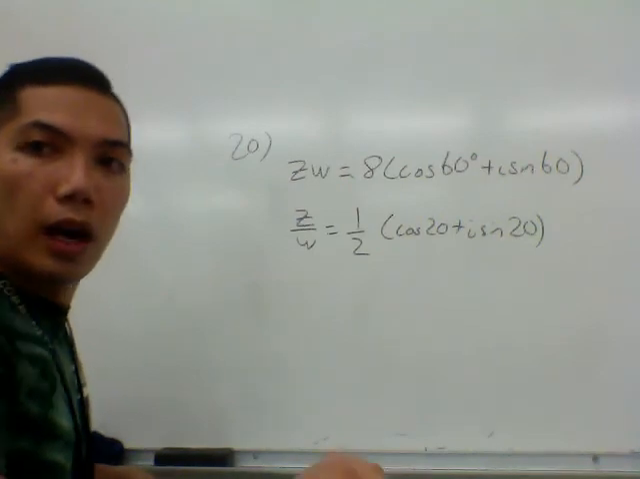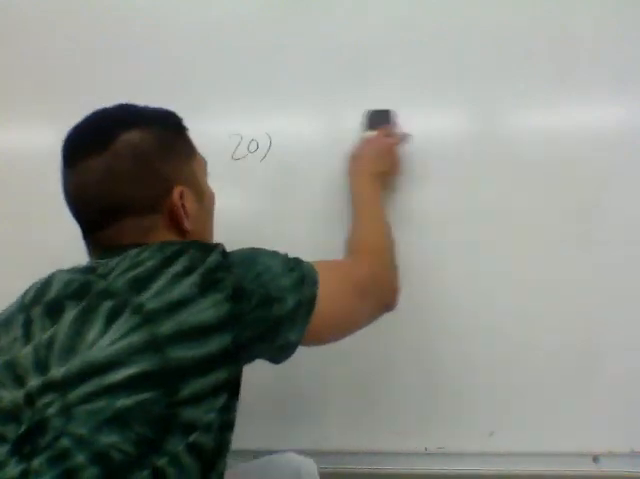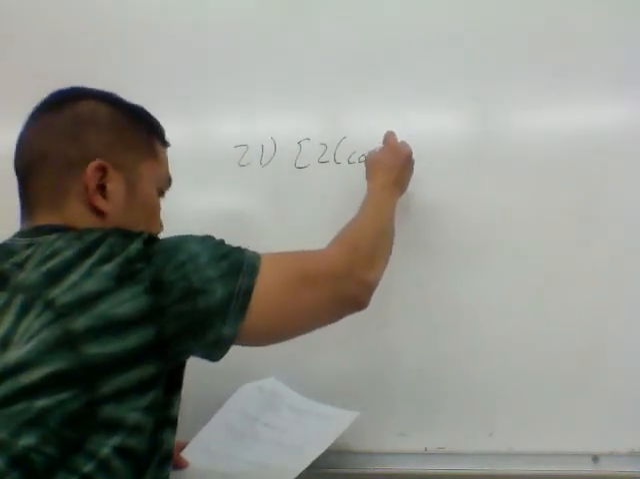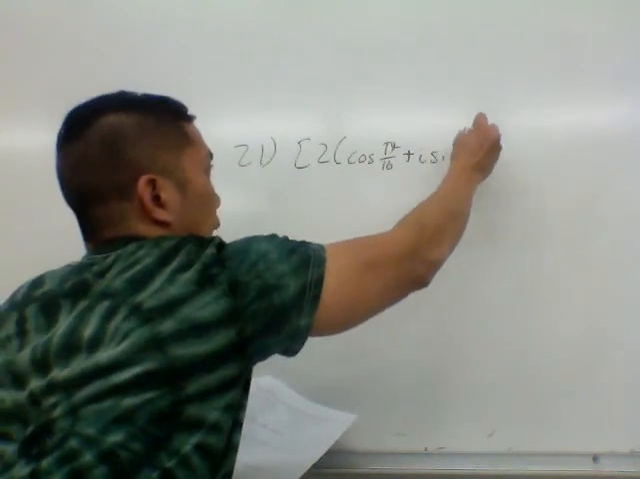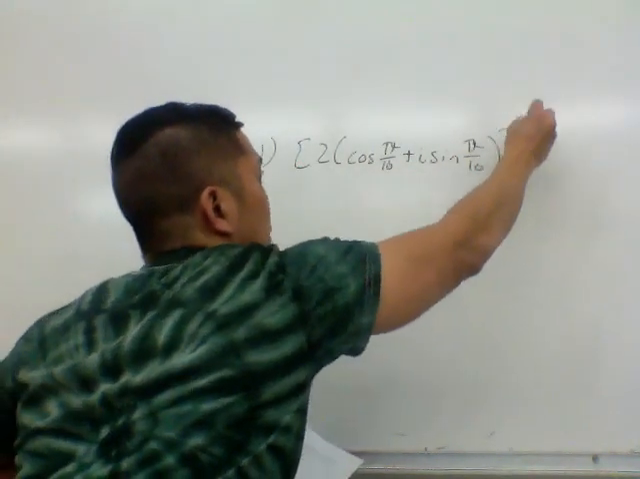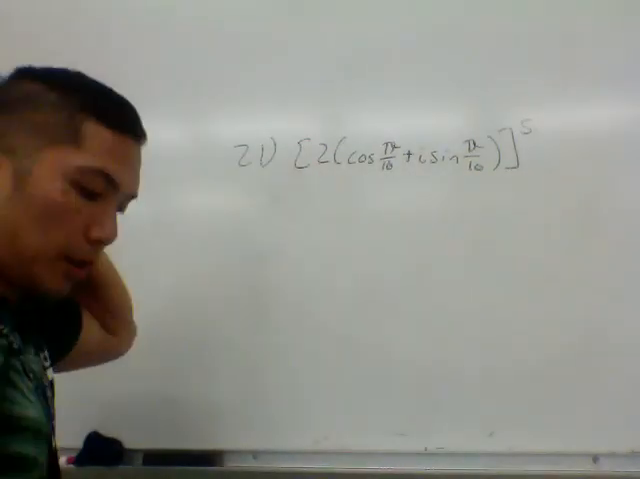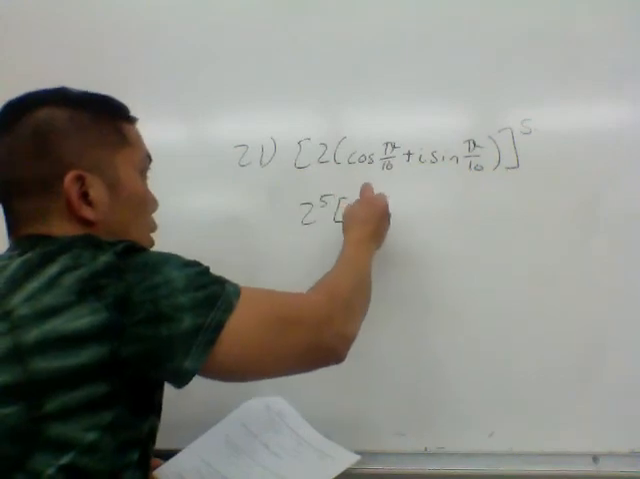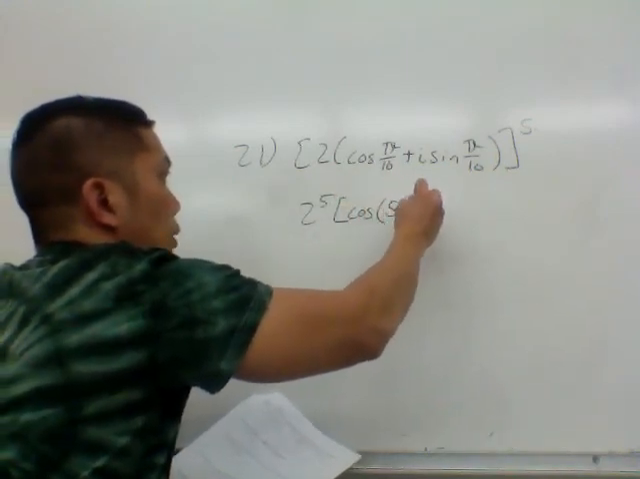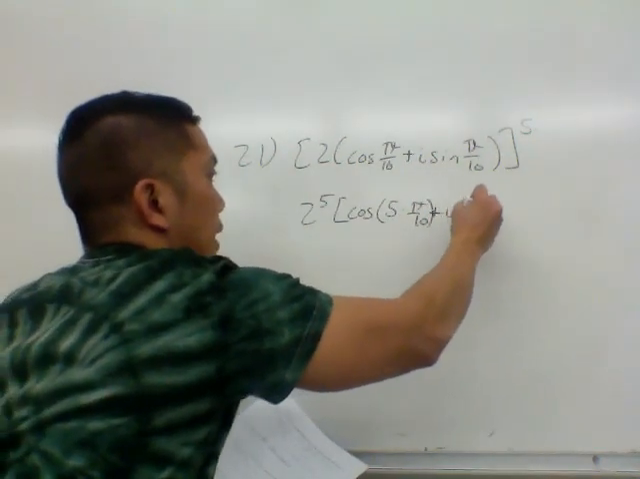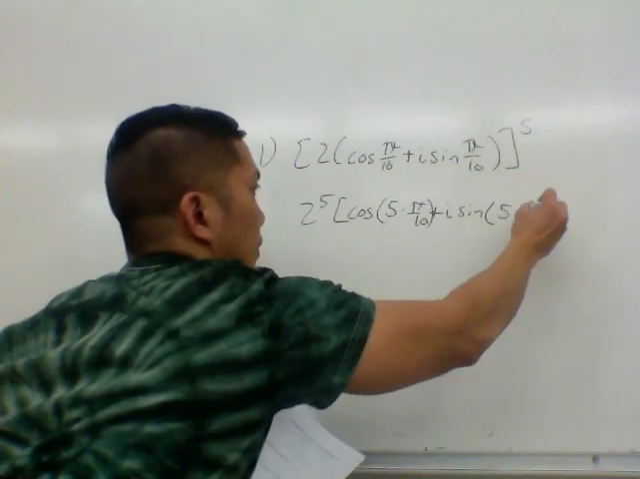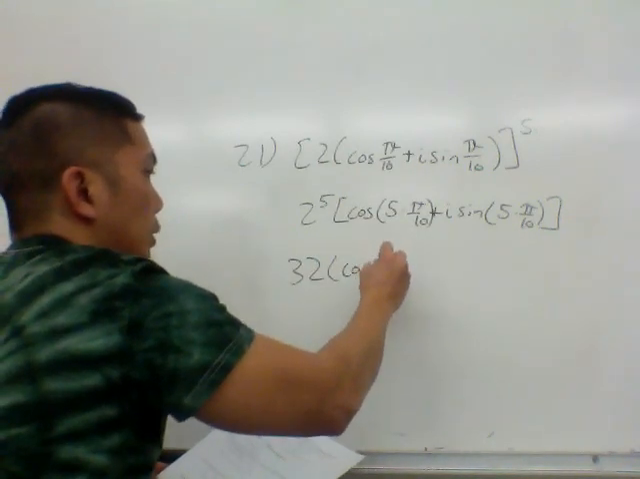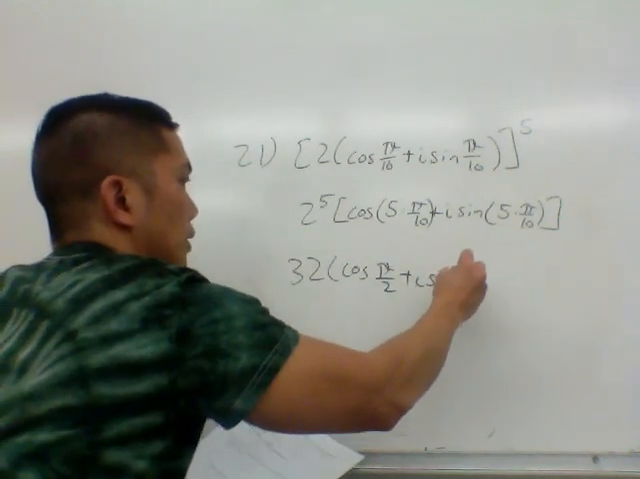For 21, I'm using de Moivre's theorem. So if I have 2 cosine pi over 10 plus i sine pi over 10 to the 5th power, this simply becomes 2 to the 5th times cosine of 5 times pi over 10 plus i sine 5 times pi over 10. And so 2 to the 5th is 32, and this becomes the cosine of pi over 2 plus i sine of pi over 2.